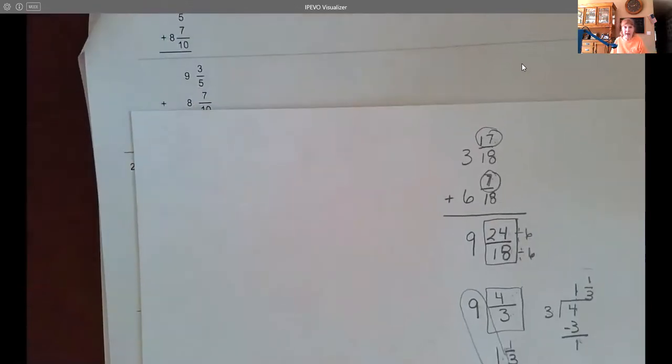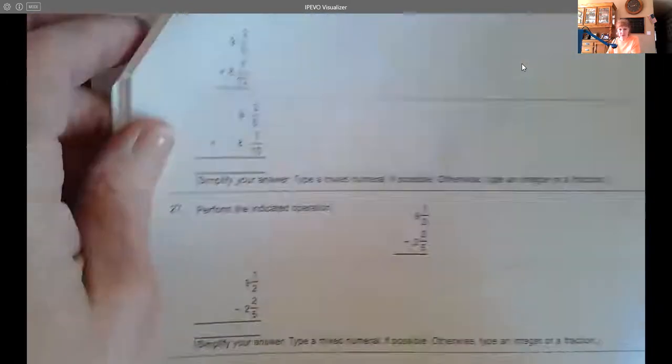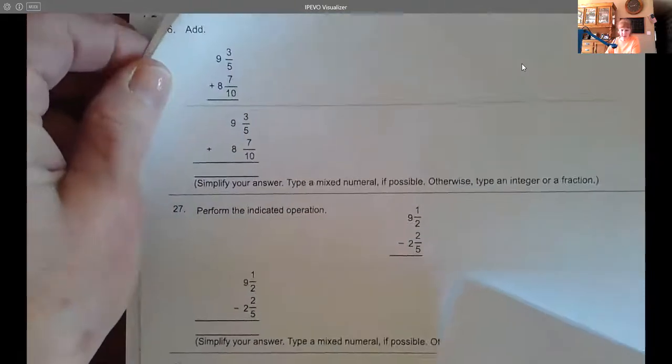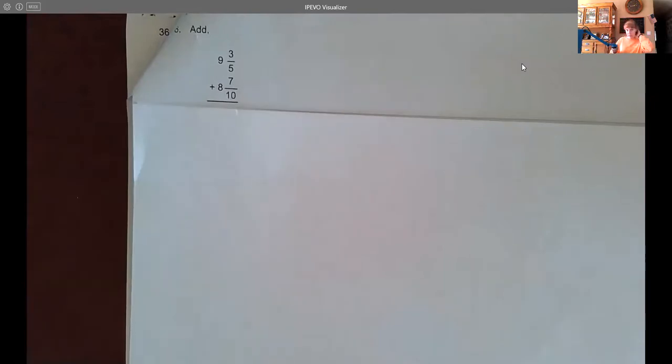Now this one will even have one more step because they don't have a common denominator. So let's look at your number 26. How would you do number 26? All right, so we've got 9 plus the 8, which we'll do later. Let's deal with those fractions first. We're going to ignore the 9 and the 8.